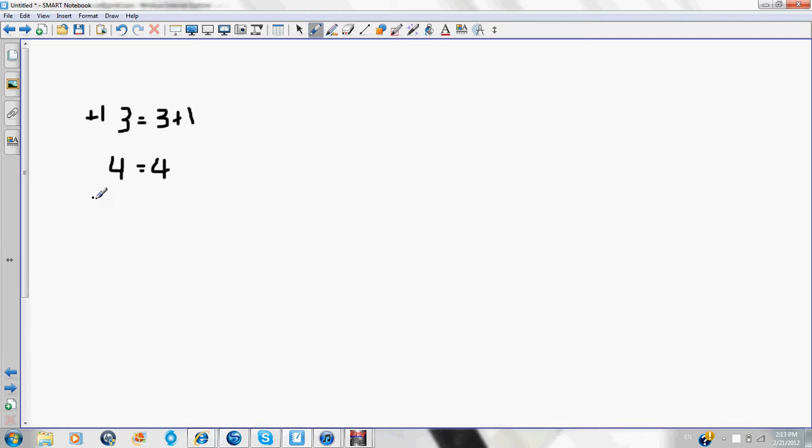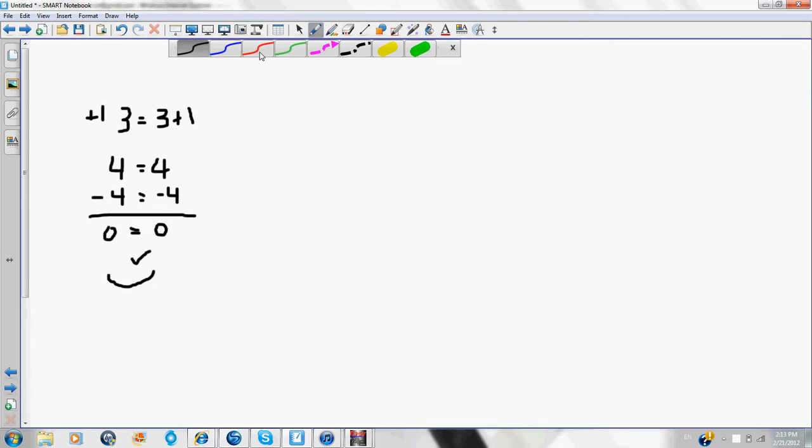If we put minus 4 on this side of the equal sign, and we put minus 4 on this side, we get 4 minus 4 is 0 equals 4 minus 4 is 0, which is a true statement, which makes us very happy. Now, when we're talking about doing things to both sides, the thing that determines sides are the equal signs, okay?